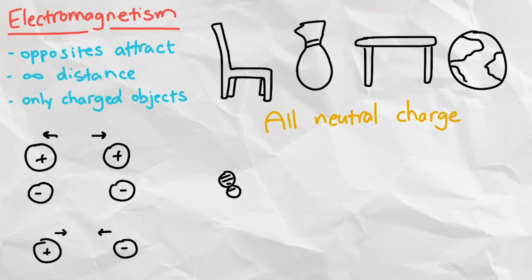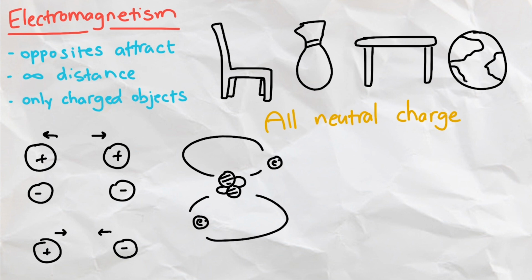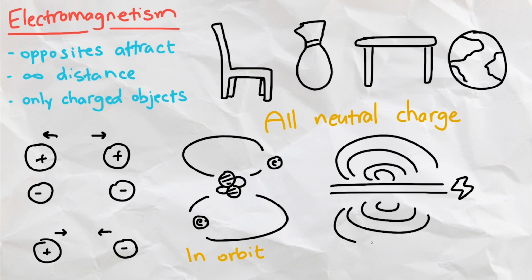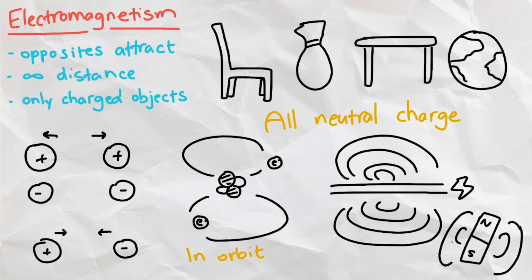In an atom, this force holds the electrons within its orbit, since the electron is negatively charged and the nucleus is positively charged. Lastly, this force is called the electromagnetic force since electricity and magnetism are closely related, as a moving electric field creates a magnetic field, and vice versa.